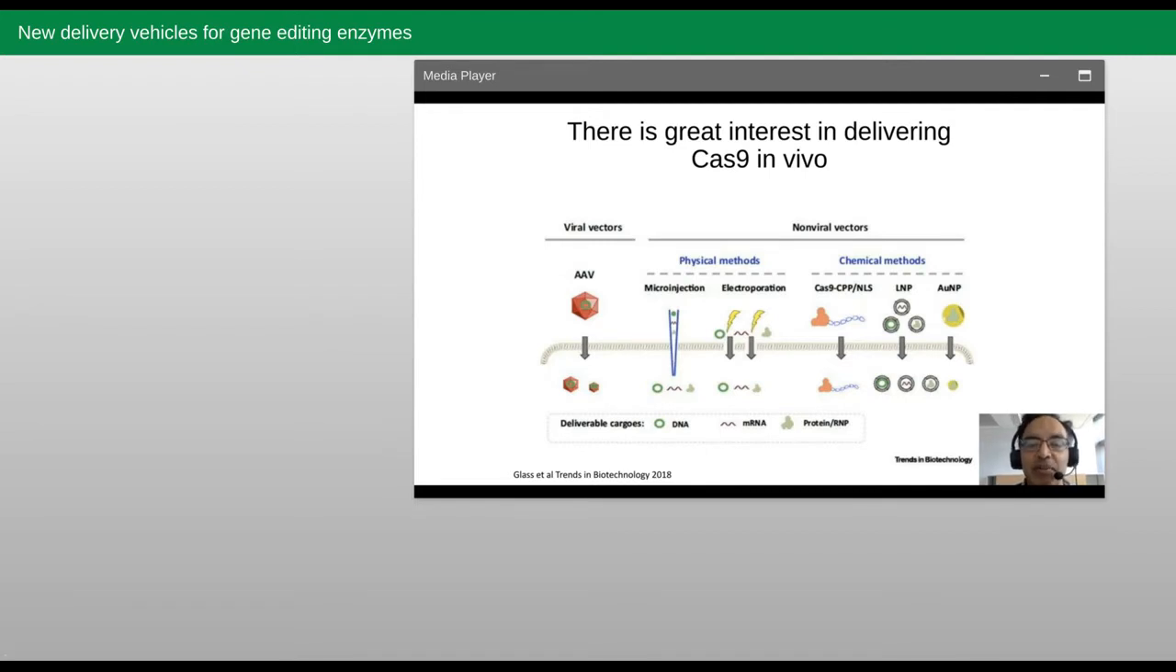However, given the tremendous therapeutic potential of Cas9 therapeutics, there is great interest in being able to do this, and a variety of delivery strategies have already been developed to deliver Cas9 in vivo. These are summarized on this slide over here. In general, Cas9 delivery strategies can be broken up into two methodologies, viral-based methods and non-viral-based methods. Both have their pros and cons, which I'll discuss on the next few slides.